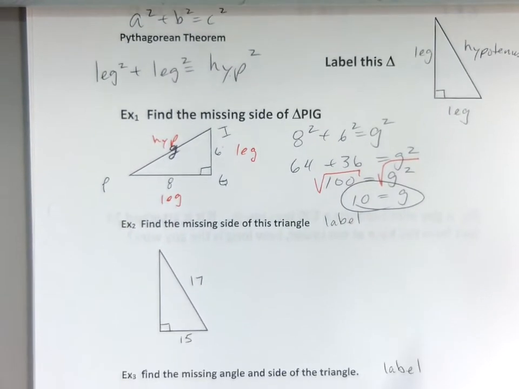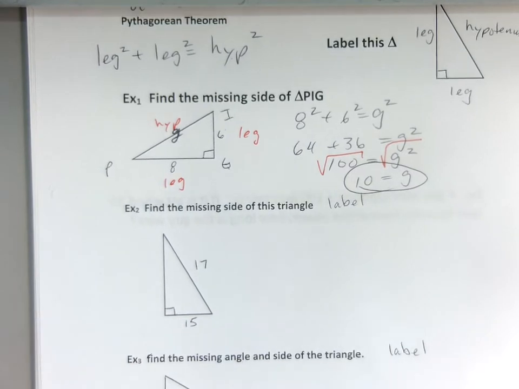All right. Example 2. Find the missing sides of this triangle. Well, let's first of all give it a name, okay?